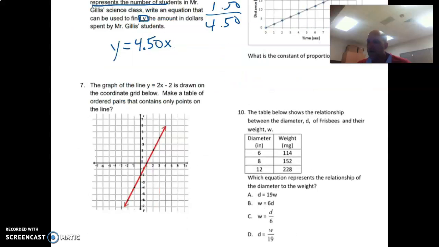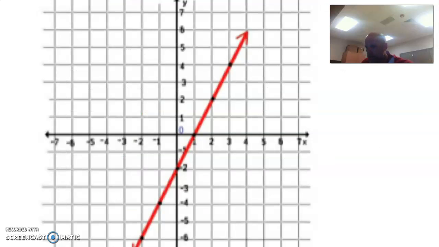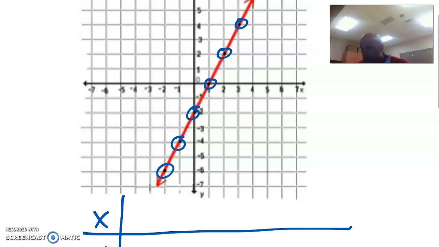Number 7. The graph of the line y equals 2x minus 2 is drawn on the coordinate grid below. Make a table of ordered pairs that contains only points on the line. Okay, so we are going to make a table, an XY table. All right. And so let's find some points. They actually already have little black dots on them. So it doesn't matter where we start. Let's start with this one right here.